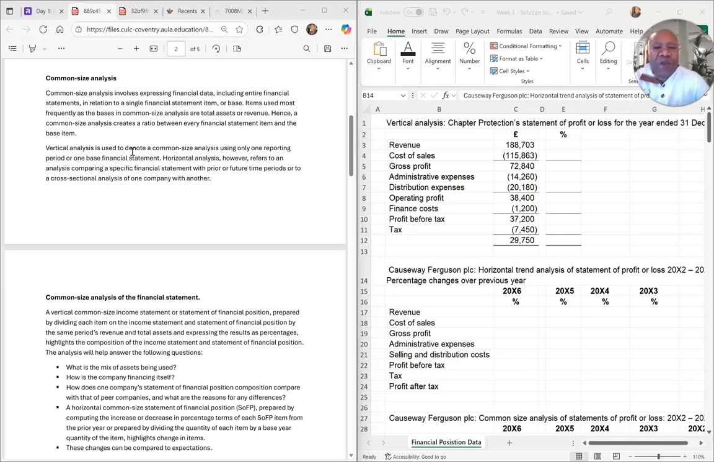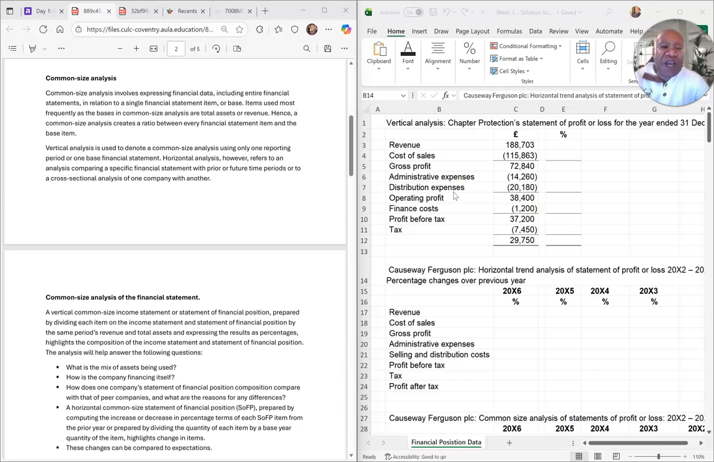Therefore, a common size analysis creates a ratio between every financial statement item and the base item. So if you're looking at a profit and loss account, you're looking at every item, for example on the screen, cost of sales to revenue, gross profit to revenue, administrative expenses to revenue. So every single item to the base item. For the balance sheet, we do exactly the same. Every single item to the total assets. So we compare those items to the total assets.